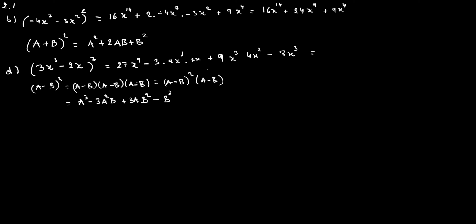And all that's left to do is bring this all together, so you get 27x to the power of 9 minus, no, it's not 27, it's 54. I forgot the times 2x, so it's 54x to the power of 7 plus 36x to the power of 5, and all of that minus 8x to the power of 3.